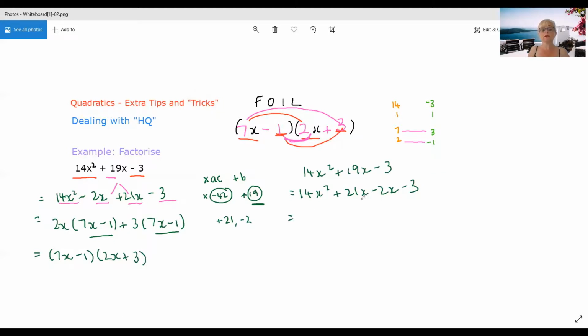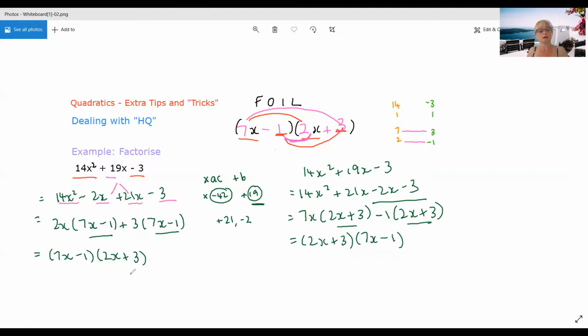Doing it this way, obviously your next couple of lines will be different, but your answer will be the same. Here you can take out a 7x, so we're left with 2x plus 3. Be careful here, we want to end up with the same bracket, so if we take out a minus 1, that will take care of that very nicely, and we can have our 2x plus 3. You don't have to write the 1 here, but I find it helps a lot of students to do that. Every way, we've ended up with the same answer. Remember, multiplication is commutative. It doesn't matter what order you do it in, okay?